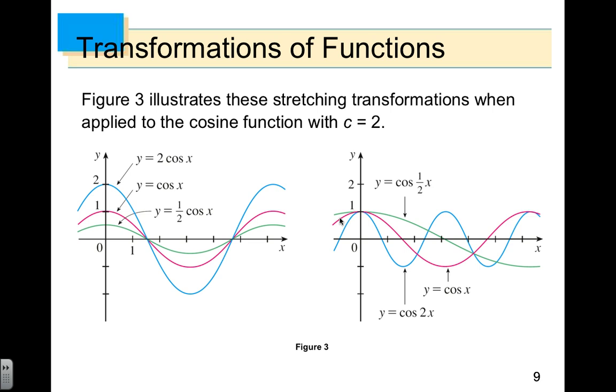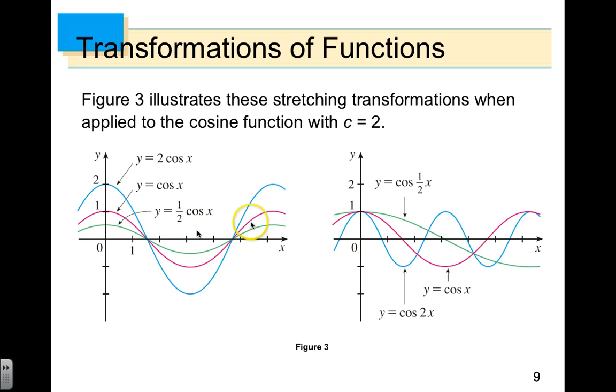So a nice demonstration of this is figure 3, which illustrates these stretching transformations when applied to the cosine function with c equals 2. The center function, the pink function here, represents our original parent function, which is y equals cosine of x. In the first graph in figure 3 on the left, they took y equals cosine x and multiplied it by 2, which stretched it up so that the amplitude hits a maximum of 2 and negative 2. So when you're multiplying by a number greater than 1, you're going to stretch vertically. And then they also multiplied it by 1 over 2, which compressed, or shrank, the graph vertically.